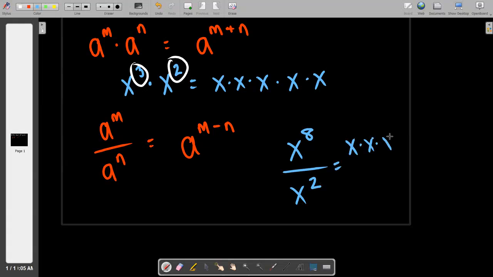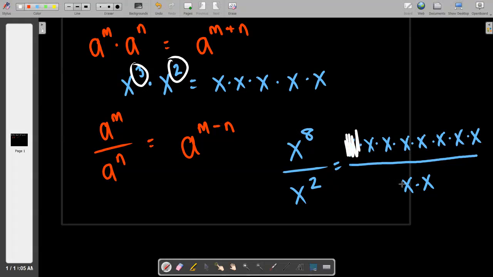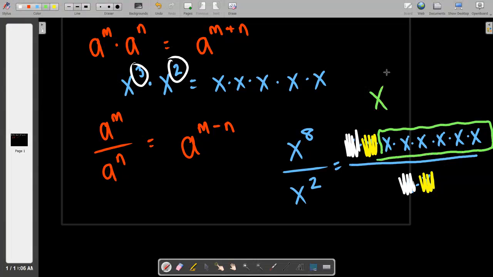If I write out x to the 8th, it looks like this. You would agree? And if I write out x to the second power, it looks like this. And you know this from many, many years in school, that things from the top and things from the bottom of fractions can do what we call reduce, right? So I could take this x, cancel it with this x, and then take this x and cancel it with this x, leaving behind what I think is irrefutably, undeniably, x to the 8 minus 2, which is why the answer is x to the 6th, not x to the 4th. Good?